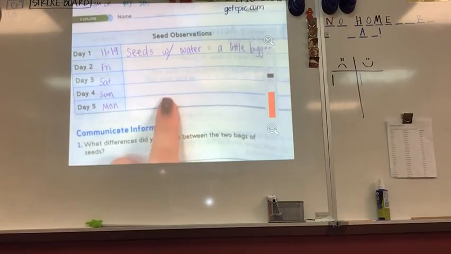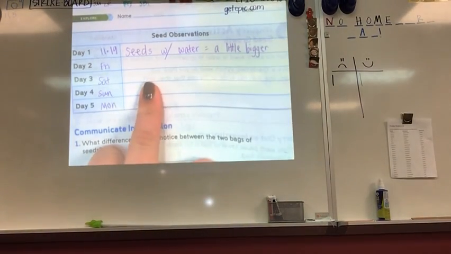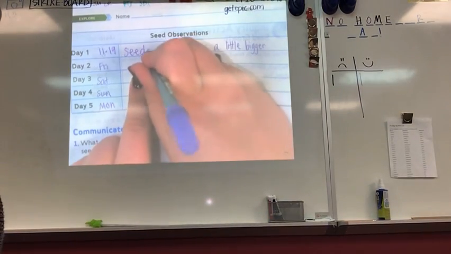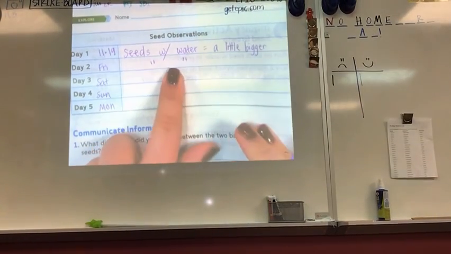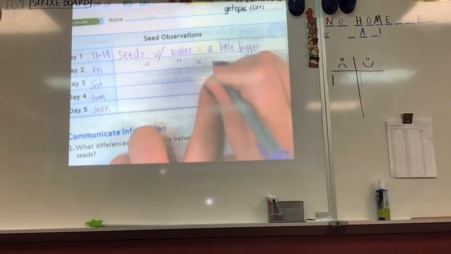Yep. So day 2, seeds with water. Here's a shortcut for you guys. Instead of having to write that phrase again, you can put little quotation marks and it just means same thing. Equal, double the size.